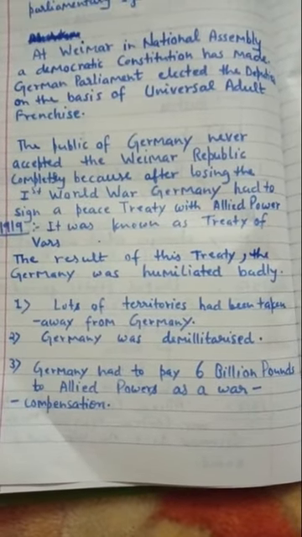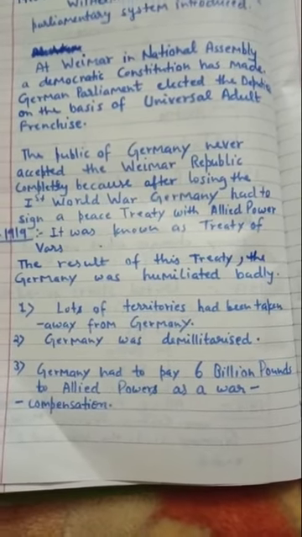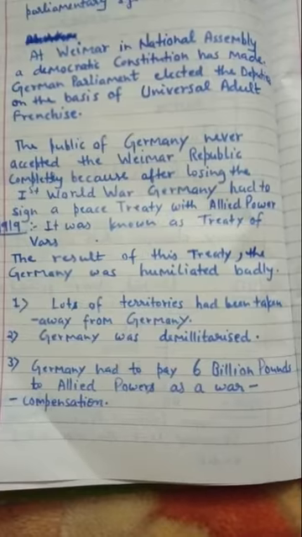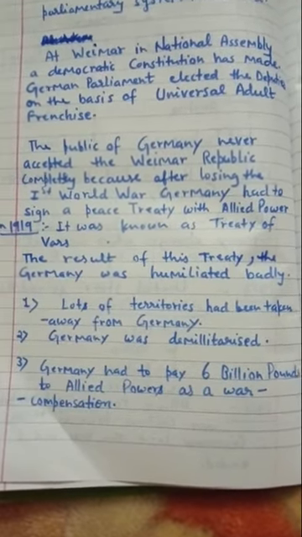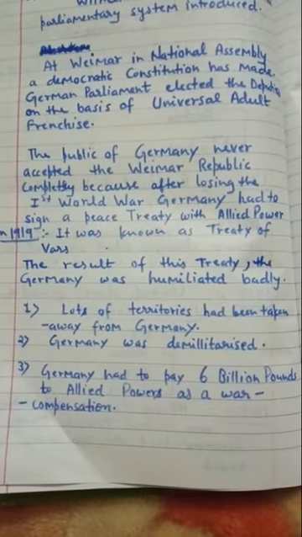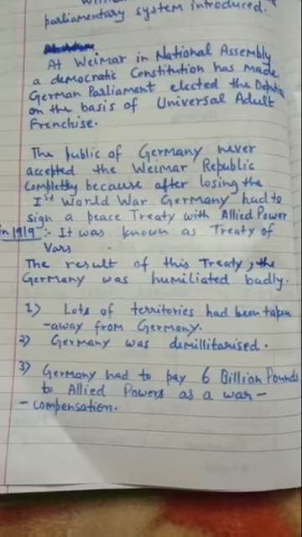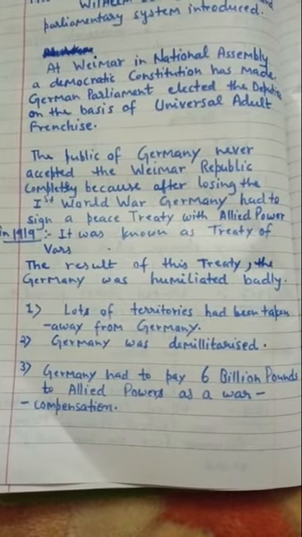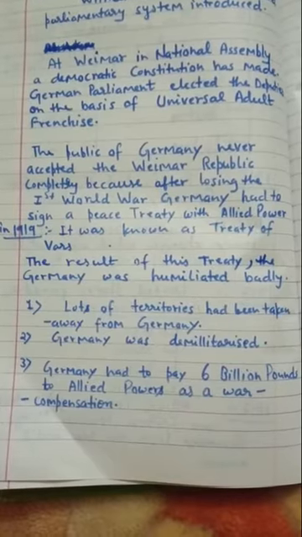Germany was also demilitarized by the Allied powers. Germany had to pay 6 billion pounds to the Allied powers as war compensation. So it was an adverse effect of the Versailles Treaty, and this was how the humiliation was inflicted by the Allied powers after the First World War, and Germany had to pay 6 billion pounds as war compensation.